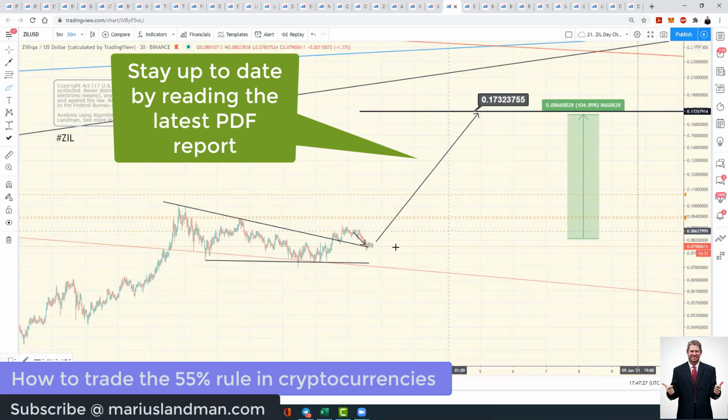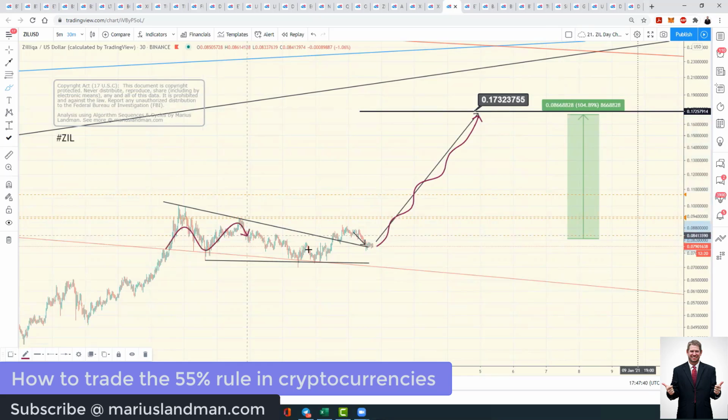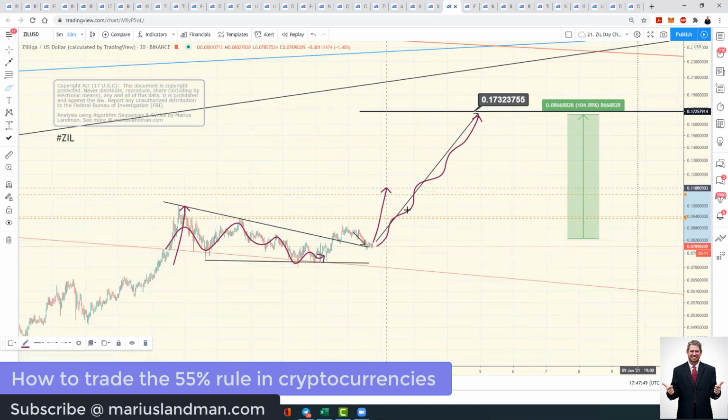Now, what you do is ZIL here, you simply just hold it. This will make you approximately about 100% gain if my data here is correct. One of the reasons why it will do that is because this is a very long, dragged out pattern. This long dragged out pattern, regardless of this low uptrend here, is going to do this. And what you can do, remember the similar situation that I showed you on RSR, you can literally go and play the 55% rule here.